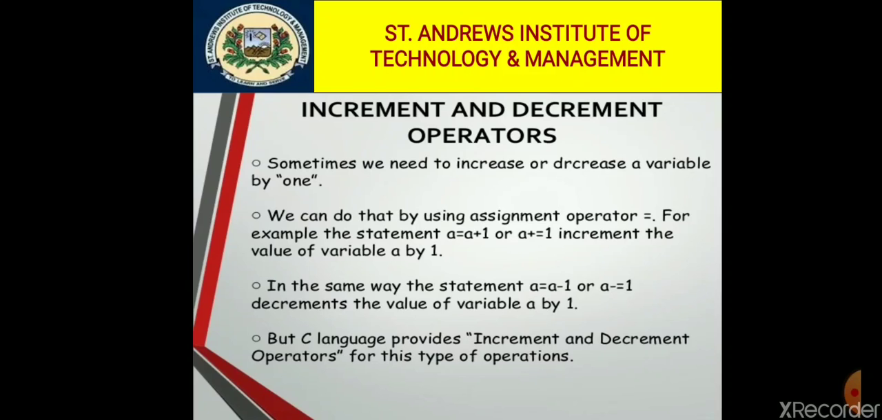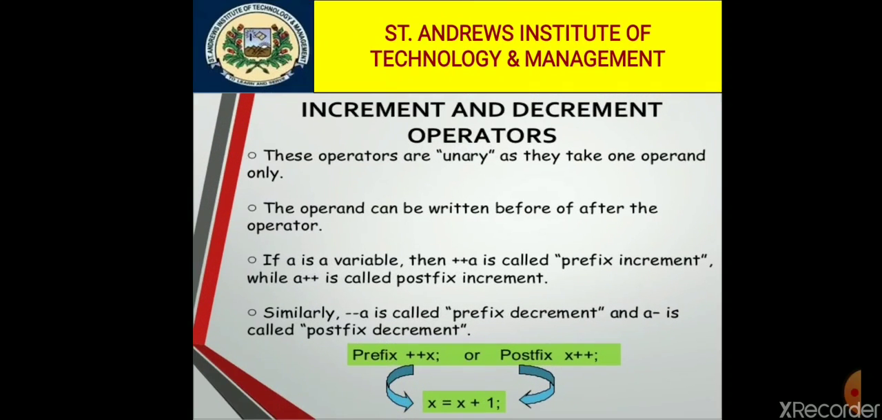But C provides two very useful operators. These are the increment and decrement operators, that means ++ and --. The operator ++ adds 1 to the operand, while -- subtracts 1 from the operand. These operators are unary as they take one operand only, because if the expression is a += 1, there is only one operand a. That's why we call it a unary operator. The operand can be written before or after the operator.